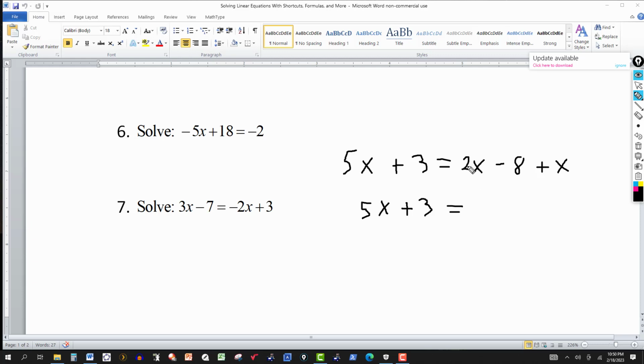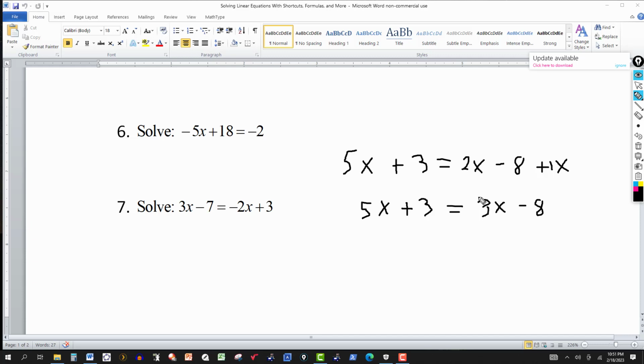So here you want to look at this as, okay, I have a 2x, and this is x by itself. But remember, it's understood that the coefficient is always a 1. So this means 2x and 1x is 3x. Minus 8 stays the way it is. I have 5x plus 3 on one side. The other side has 3x minus 8.